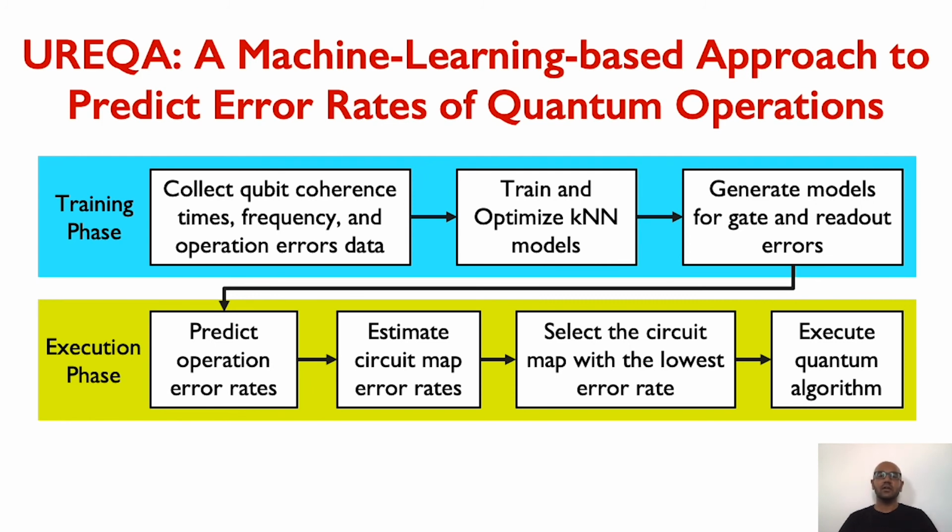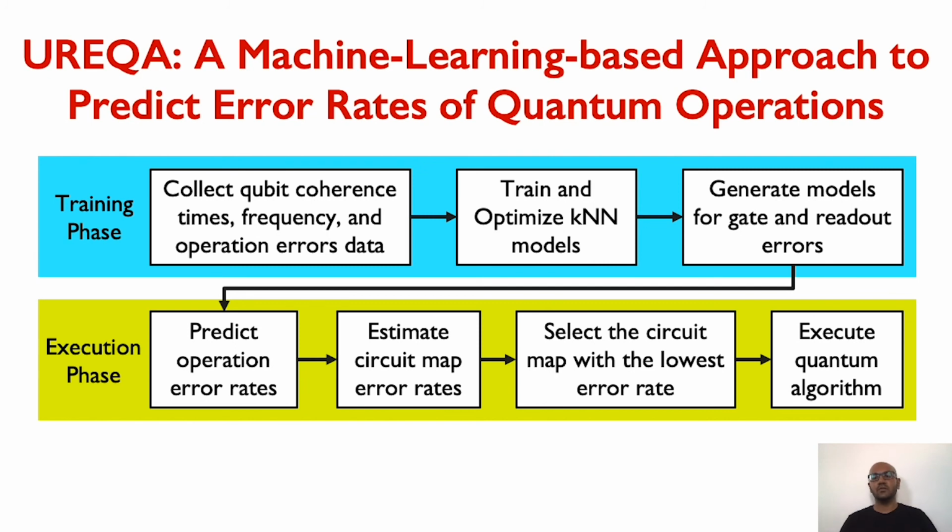And then these three models, which are generated at the end of the training phase, can then be used for all future executions of quantum algorithms on these computers. They can be used to predict the error rates of these operations, which can in turn be used to generate the best circuit map, and then this circuit map can be used to execute the quantum algorithm.